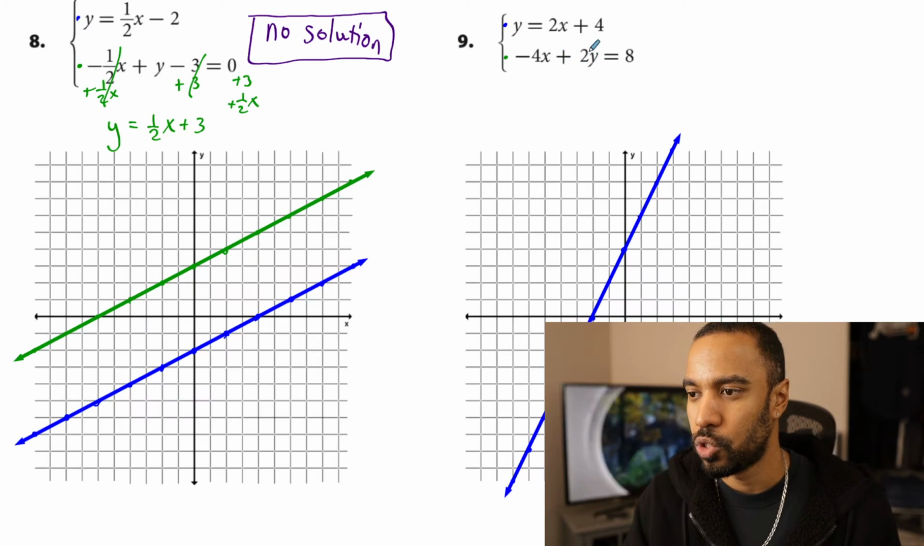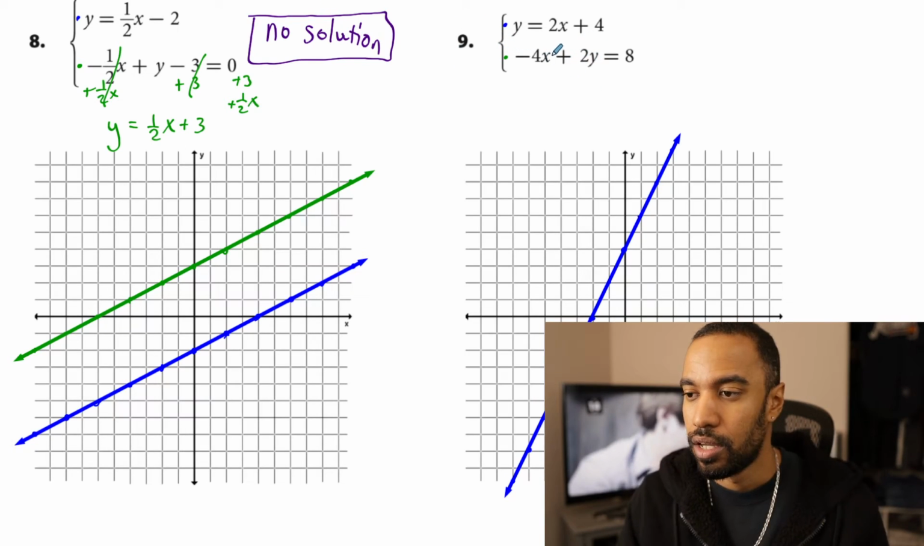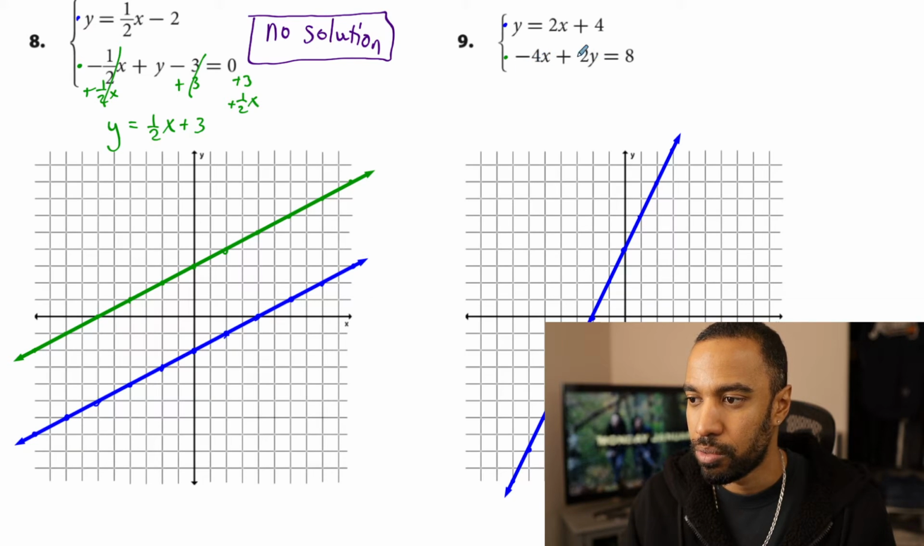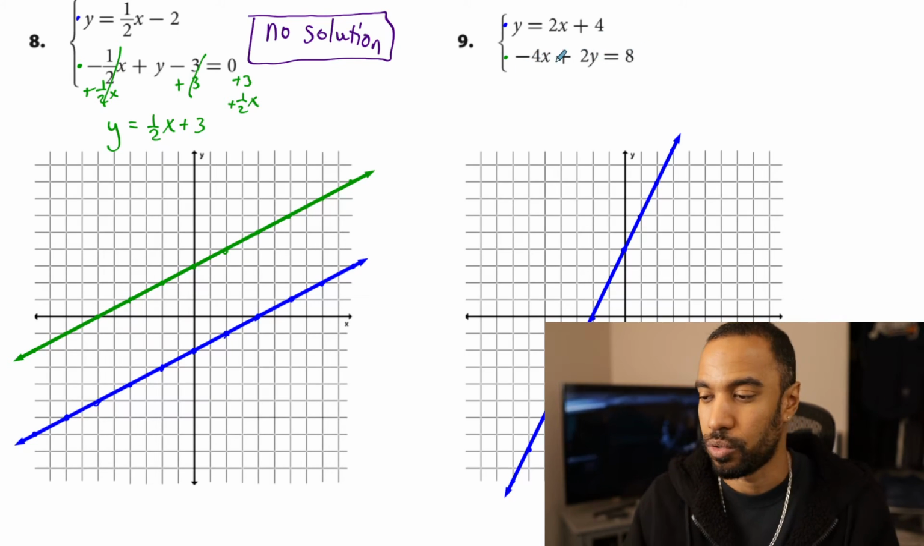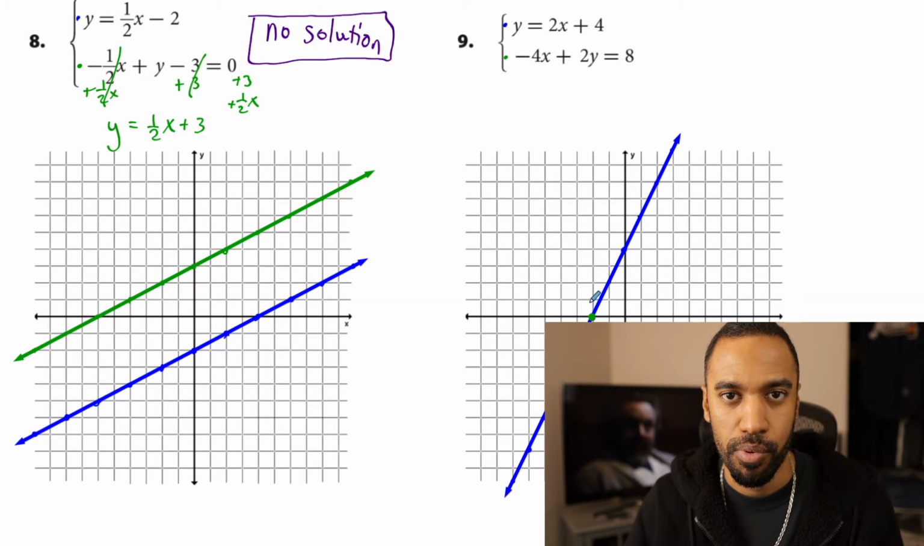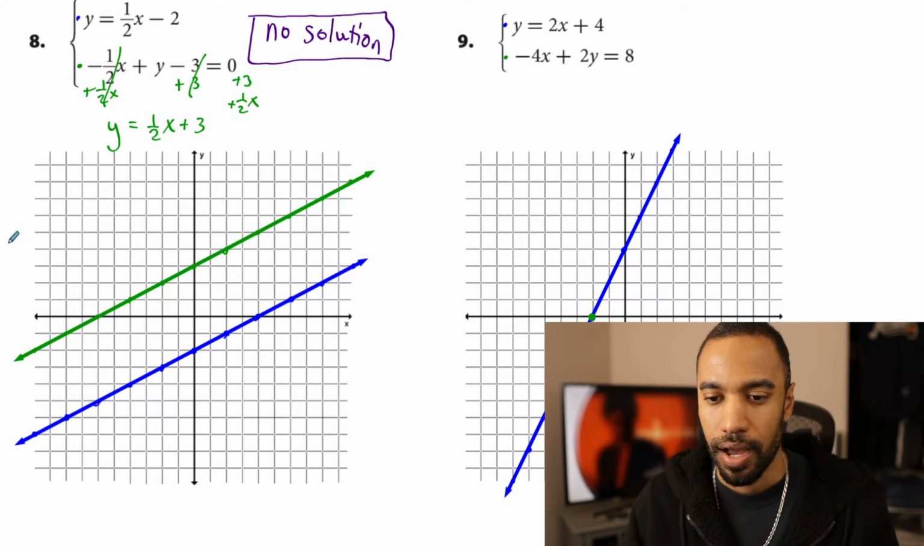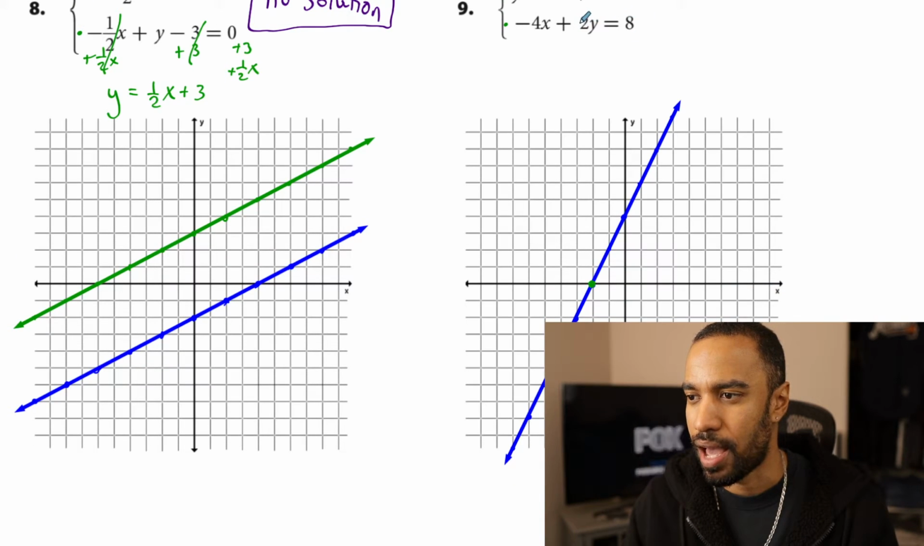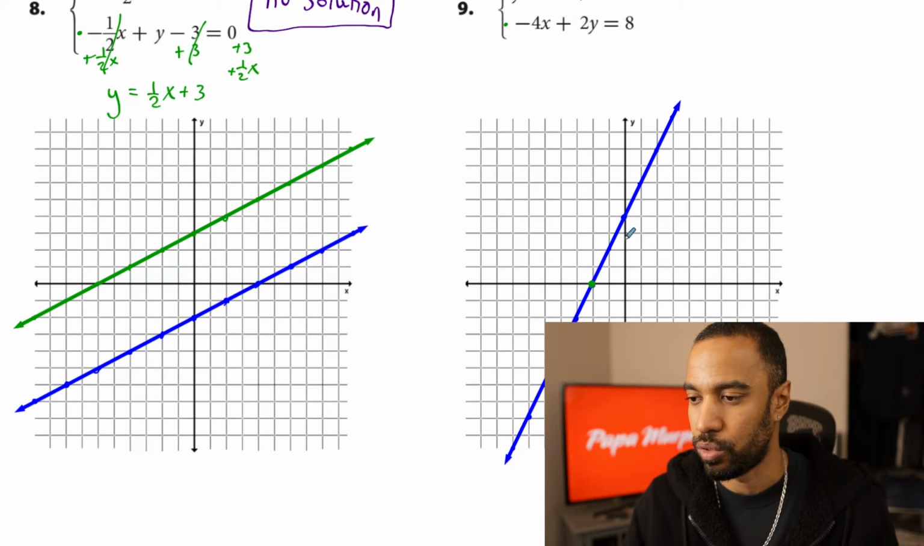All right, this one, x and y-intercept. Let's do this mentally. X-intercept, set y equal to 0: negative 4x equals 8, so x equals negative 2. So right here. Oh, already crossing at the same point. Look, there's a solution. For the y-intercept, 2y equals 8, so y equals 4 right here.